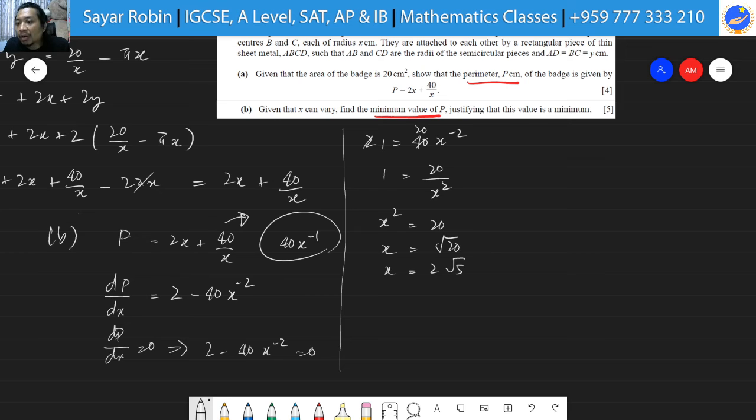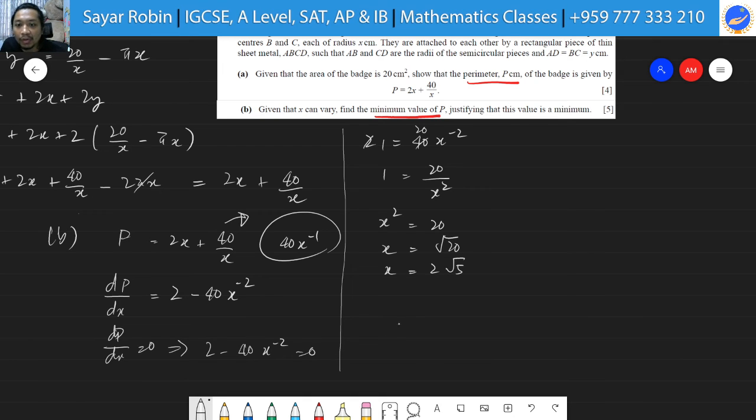We don't need to put the negative sign before root 20. In theory you should never forget to write the positive or negative, but here we are going to find the value of x as a length. In a real life situation, length cannot be a negative value, right? Therefore, we don't need to put the negative before the square root of 20. So x is equal to 2 root 5. Whether it is a maximum value or minimum value, how are you going to decide it?